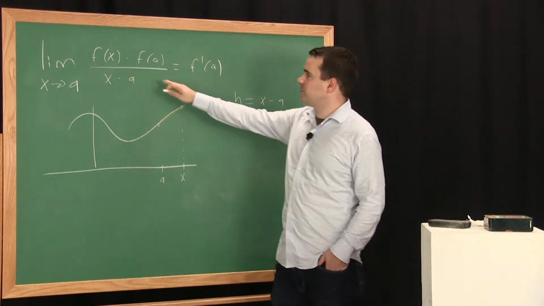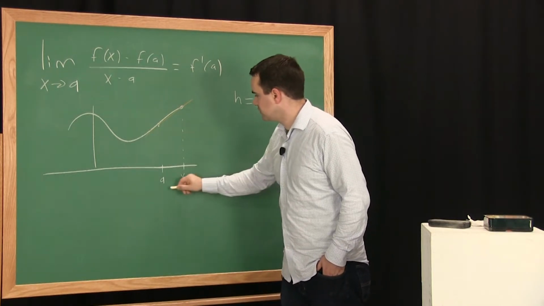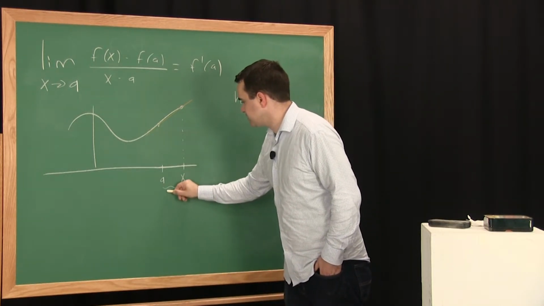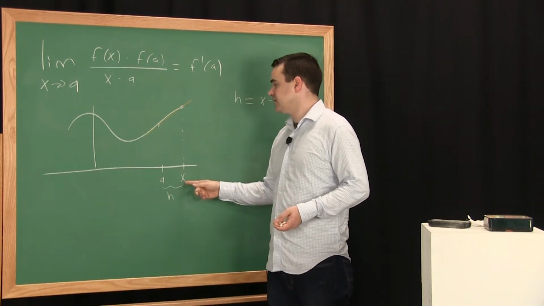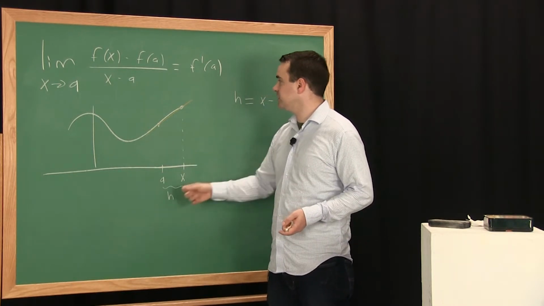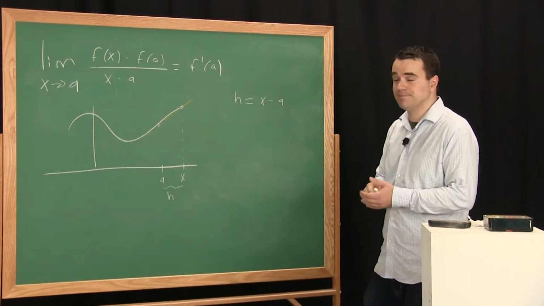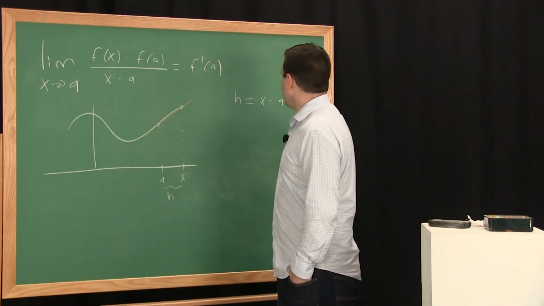And I'm just going to rewrite this limit using that. So here on the picture, h represents that distance from a to x, unless x is below a, and then it'll be the negative of the distance. But either way, it's going to be equal to x minus a. So now I just want to rewrite this limit.